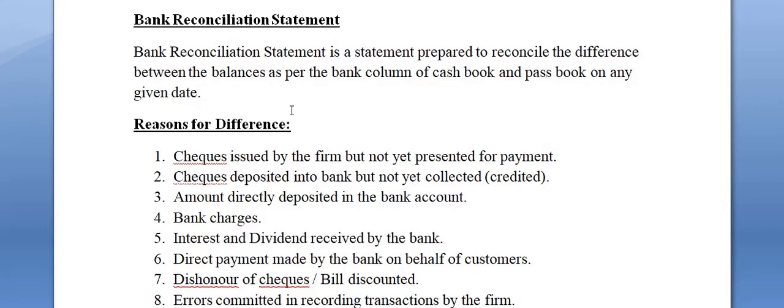Now this topic auditing is not in our syllabus. In fact, you don't have to study it right now. When you do BCom accounting in third year, you have to study what is auditing.